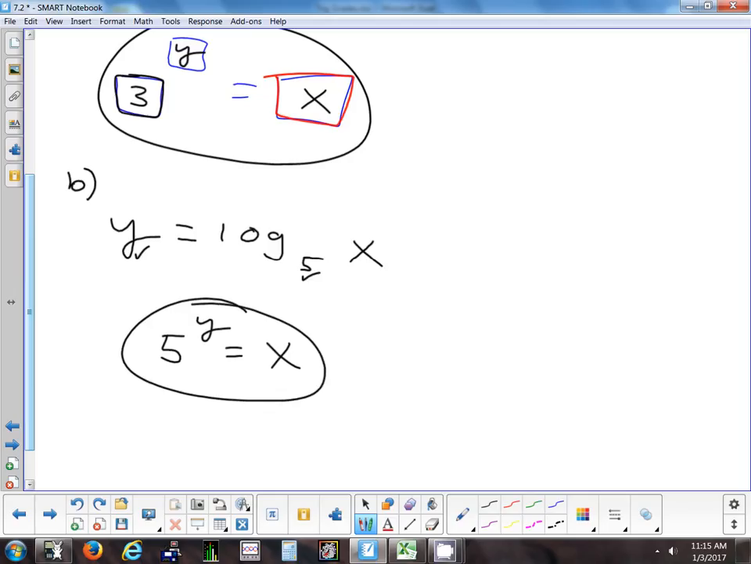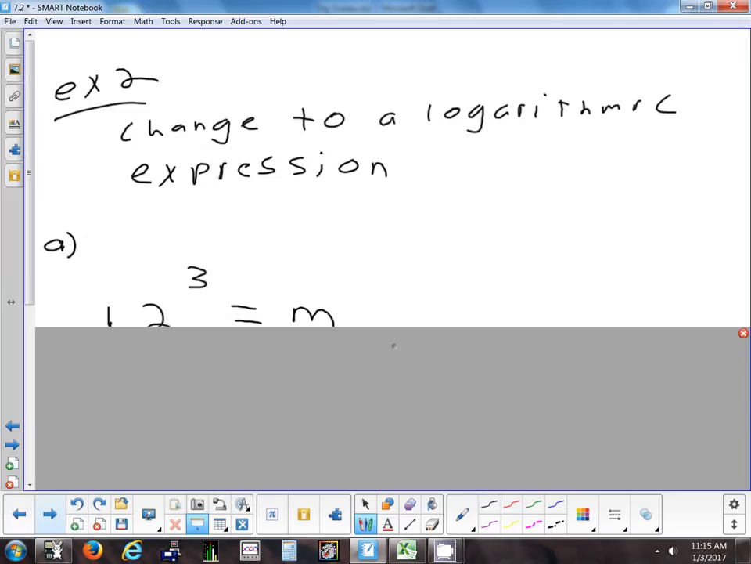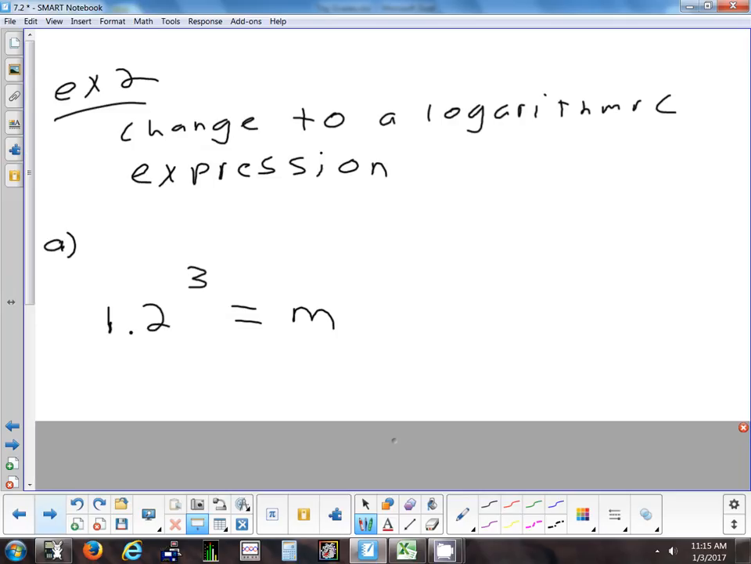Okay, and again, there's nothing to solve there because you have two variables. Unless you know what y is, you can't really do anything with it. So you just stop there. Okay, any questions on changing from something that has a log to something that doesn't? All right, so let's try it the other way.